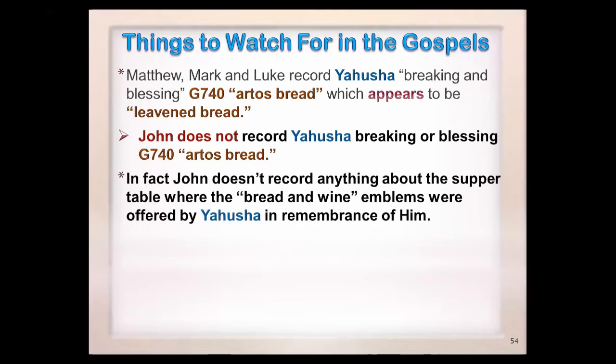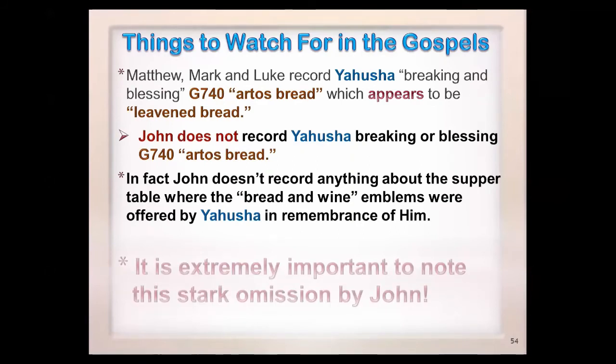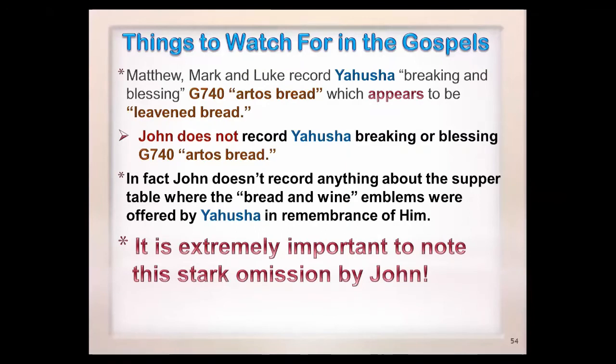Remember, I have said over and over again, John is very careful about how he records things. In fact, John doesn't record anything about the supper table where the bread and the wine emblems were offered by Yahusha in remembrance of him. And it is extremely important to note this stark omission by John. Like, why in the world did he not document such important information?